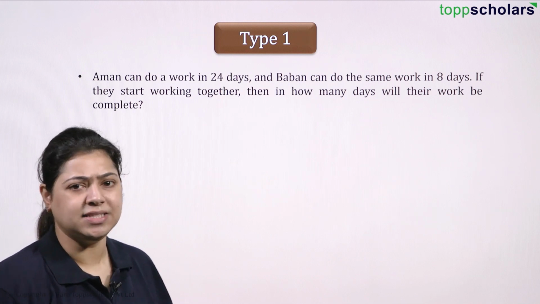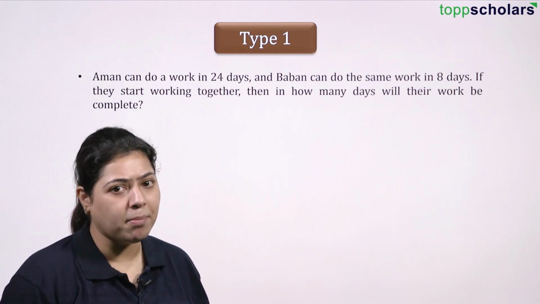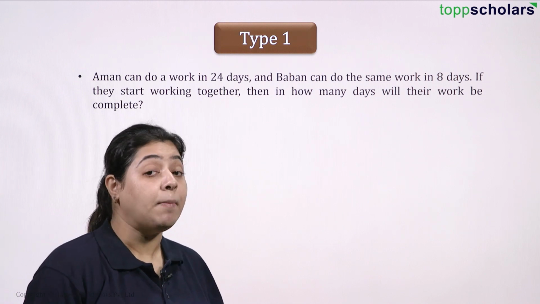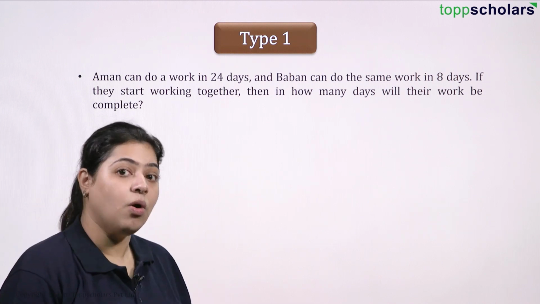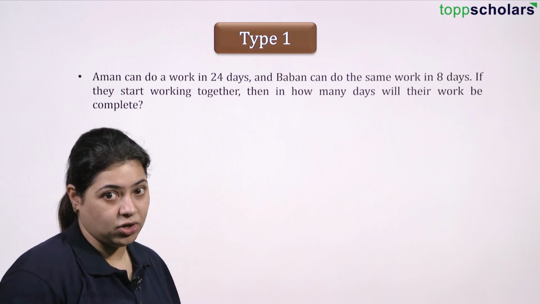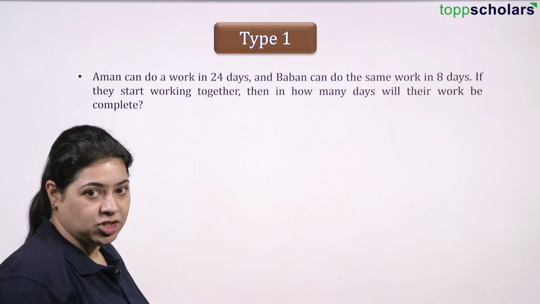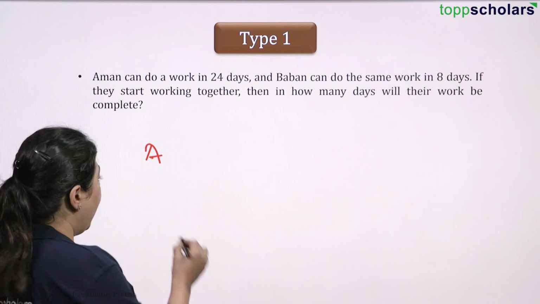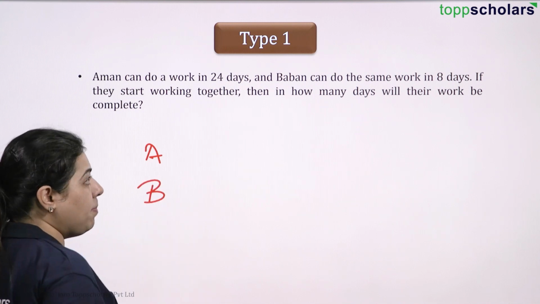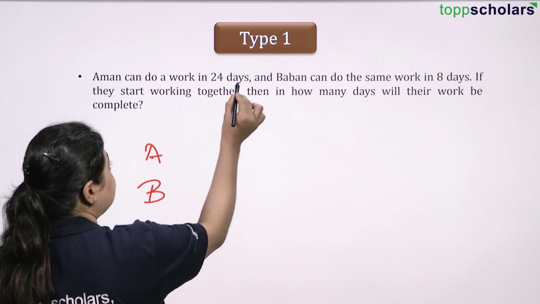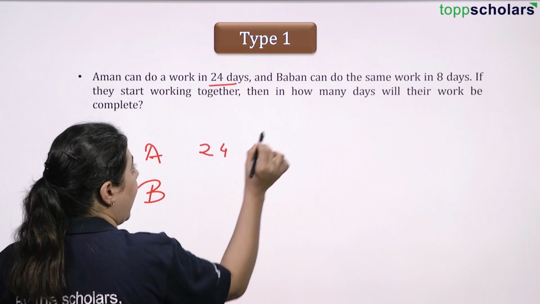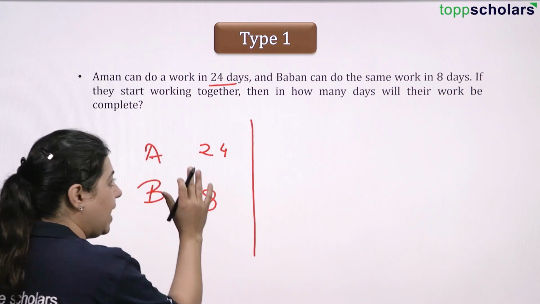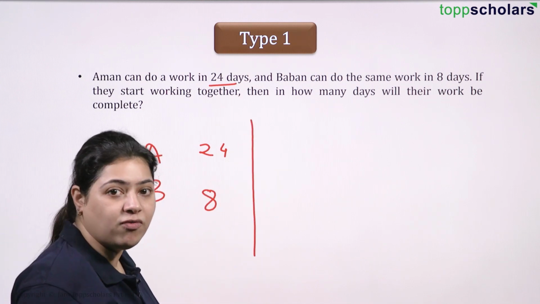Means what? A situation wherein Aman is there and Baban is there. We need to calculate in how many days they will complete the work, and the work that they do individually is given to us. So, based on the information, what do we do? See, let us say Aman is being represented by A and Baban is being represented by B. Aman, it is given, is taking 24 days and Baban is taking 8 days. So, this is the work that they can do in terms of the number of days.